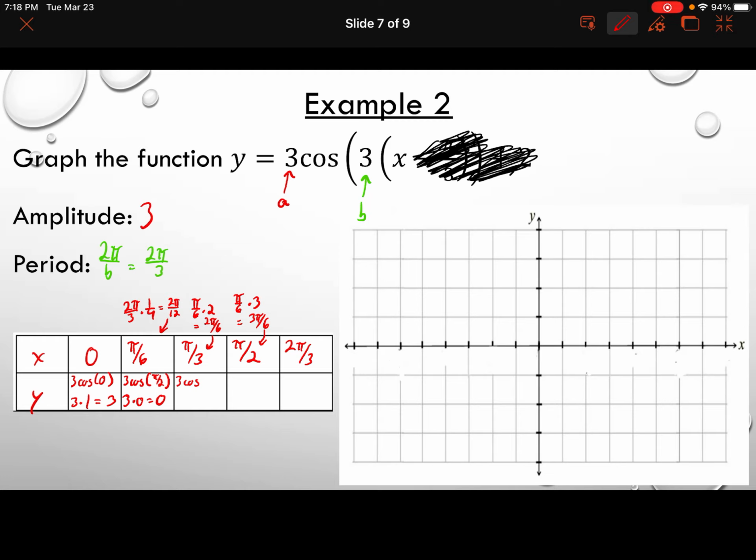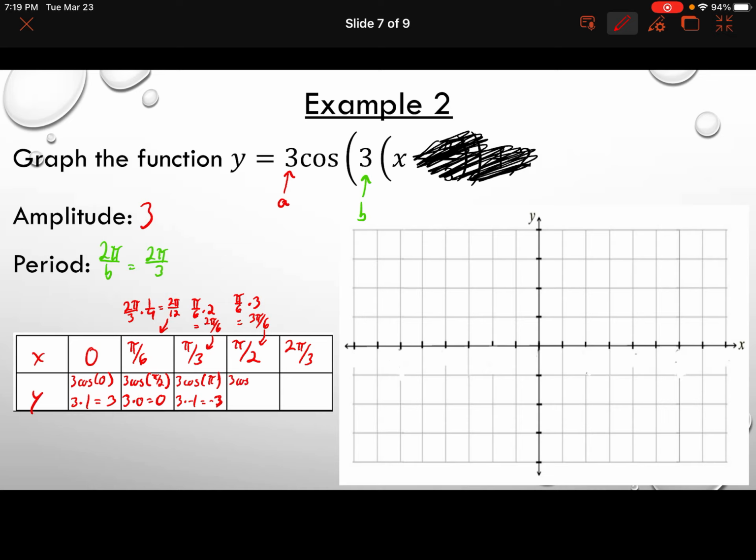So we have 3 cosine of pi over 3 times 3, because whatever x value you plug in, you have to multiply by 3 in this equation. So pi over 3 times 3, that's 3 pi over 3. The 3's cancel out. You're just left with pi. We look it up on the unit circle, that's -1. So it's -3 in this case. And then we keep on going.